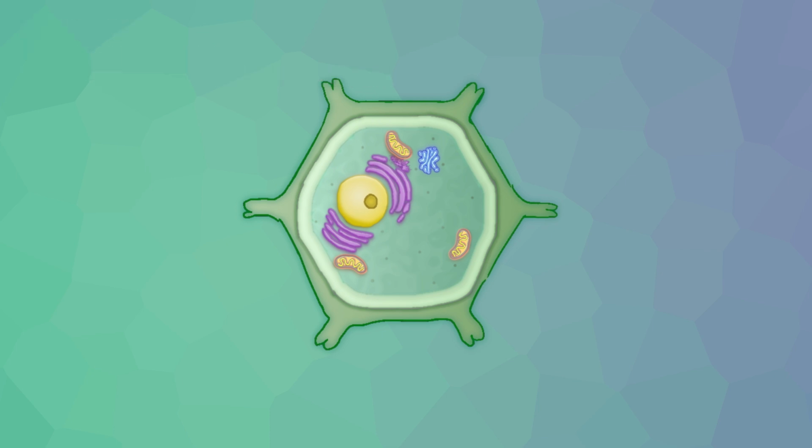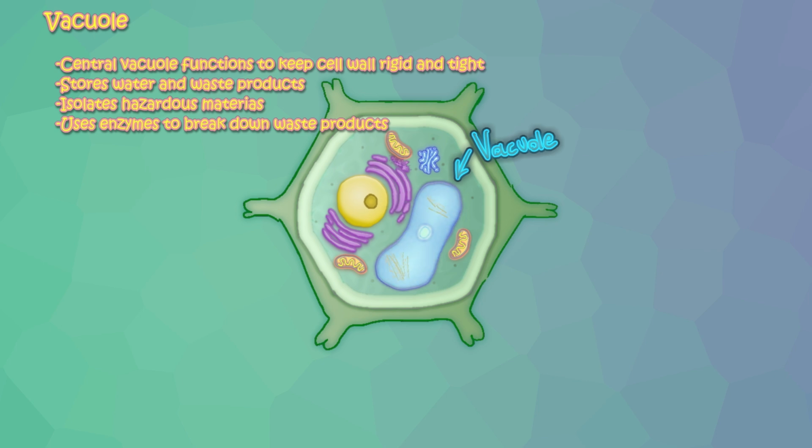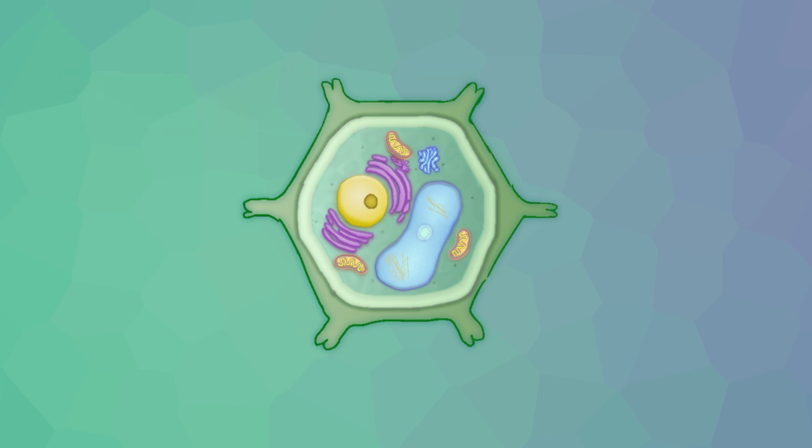Unique to plant cells, they have an organelle called a vacuole. The central vacuole functions to keep pressure against the cell wall and keep plants upright. It also stores water and waste products, isolates hazardous materials, and can break down waste using enzymes. This vacuole typically replaces the function of lysosomes seen in animal cells.